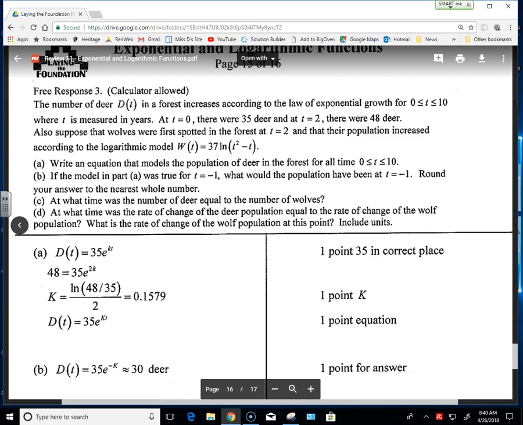Okay, you guys are getting a feel for what's there, right? So we have D of t is number of deer, not rate, number. We have an initial for the D, so we know D of 0. There were 35 deer to begin with. And then we know D of 2 is equal to 48.